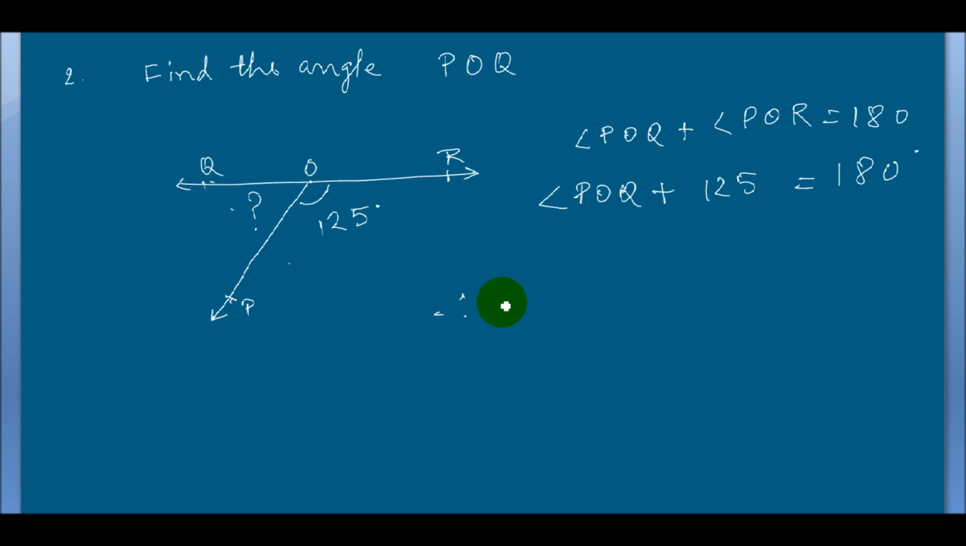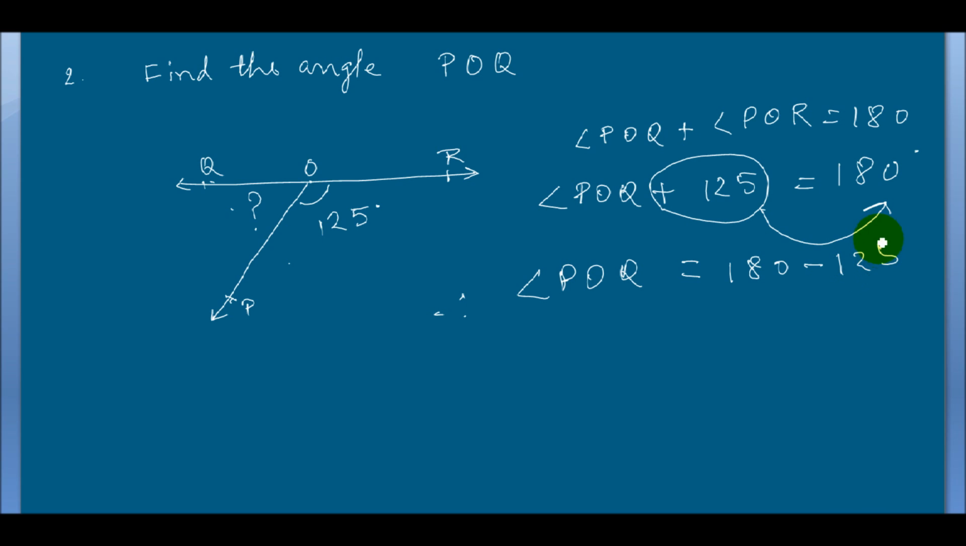Therefore angle POQ is equal to 180 minus 125, because you transfer the plus 125 to the right side of the equal sign, thereby changing the sign. It is a very simple way. So the value of this angle is 55 degrees.